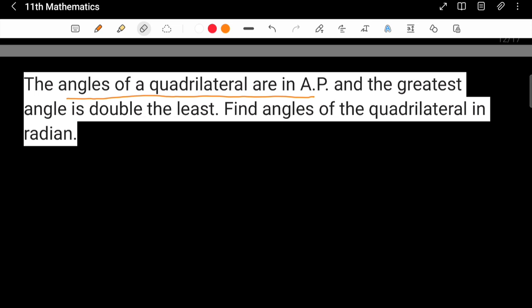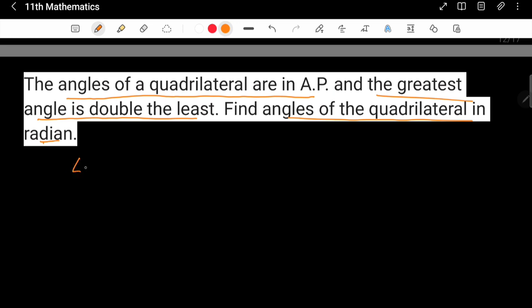You have to add the common difference to the initial terms. It is also given that the angles of the quadrilateral are in AP. It is also given that the greatest angle is double the least, that is, the greatest angle of the quadrilateral is twice the smallest angle. We have to find the angles of the quadrilateral in radians.